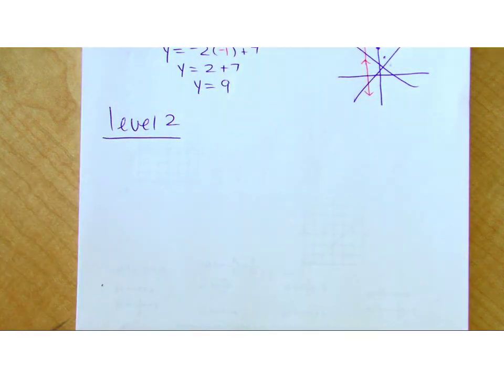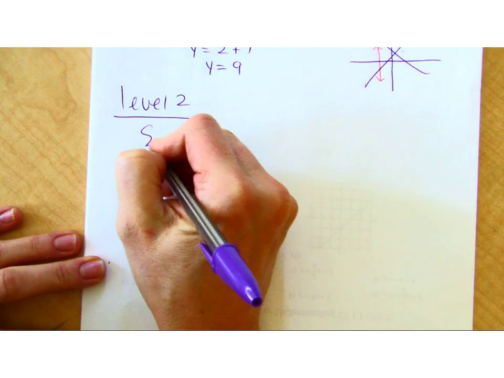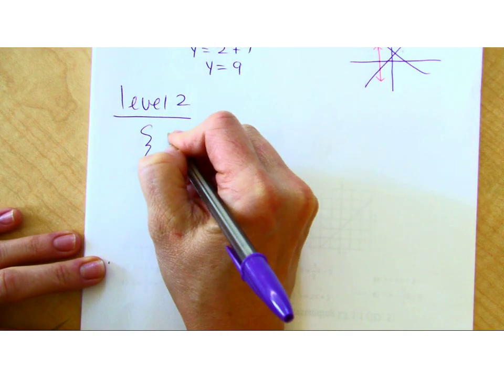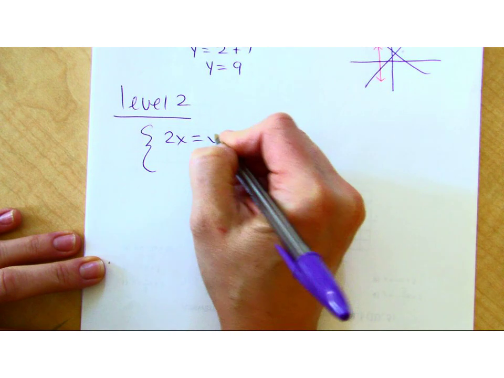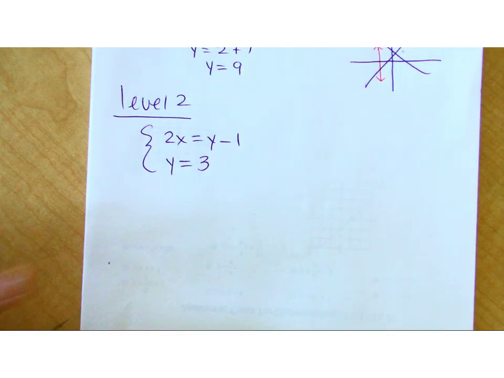A level 2 looks like this. It's a couple different variations of it. So the first equation they're going to give you might be 2x equals y minus 1. And y equals 3 would be a level 1.